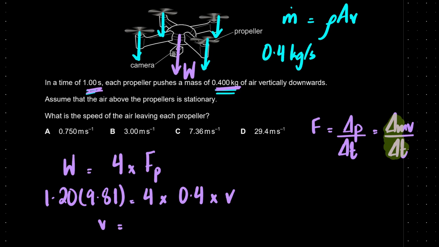So 1.2 times 9.81 divided by 1. So this is what the answer is supposed to be.